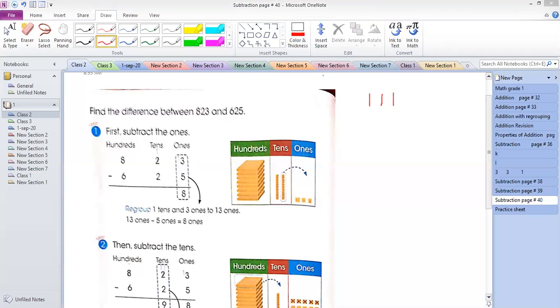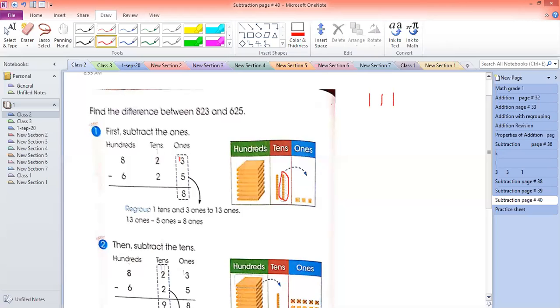So what you will do now, you will regroup this tens into ones. So here is the tens which I'm regrouping. This is the 10, which I'm regrouping into ones. So there were 3 ones, now these are 10 more. So I will write 1 here and that becomes 13. Okay. So now I have 13 ones.